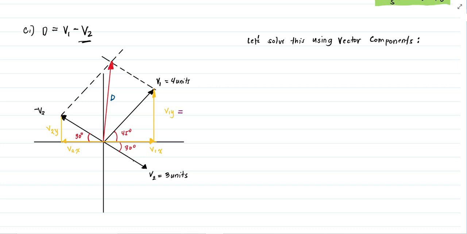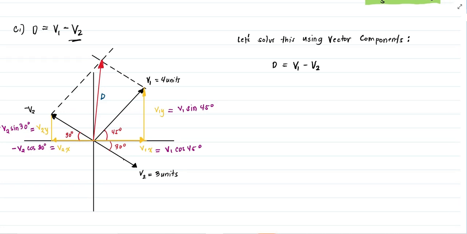Using our discussion on the trigonometric functions, we know that v sub 1y is v sub 1 sine 45 degrees. V sub 1x is v sub 1 cosine 45 degrees. V sub 2x is negative v sub 2 cosine 30 degrees. And lastly, v sub 2y is negative v sub 2 sine 30 degrees. We are now ready to solve the vector difference.